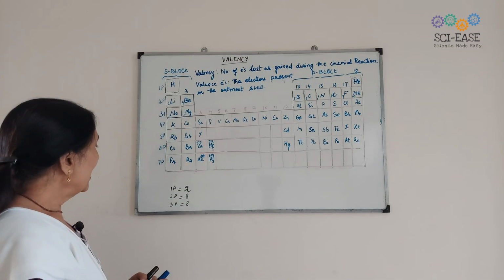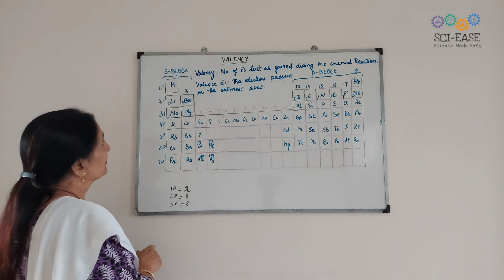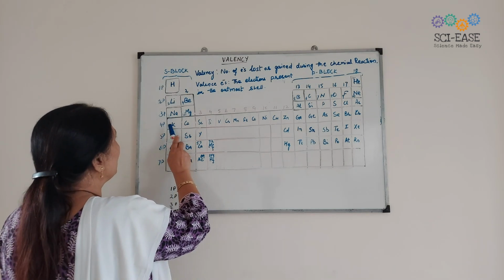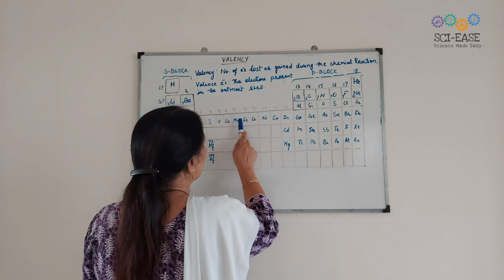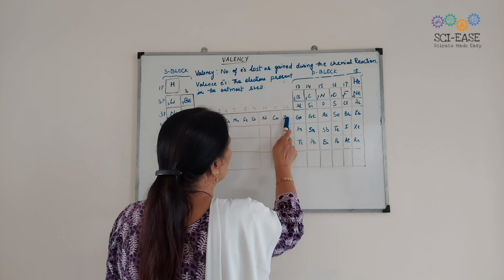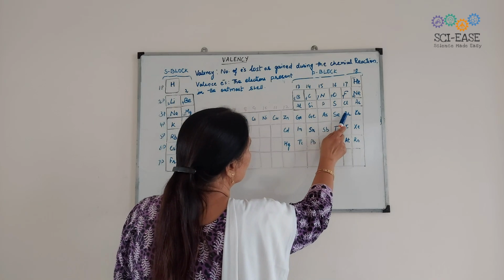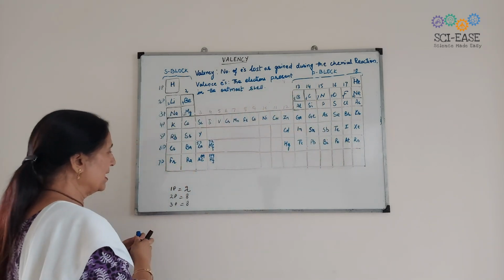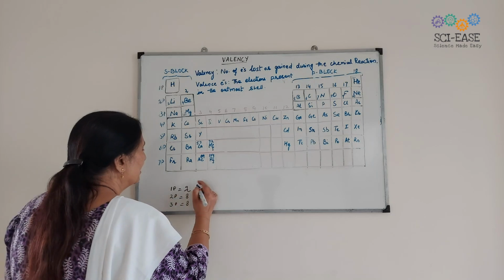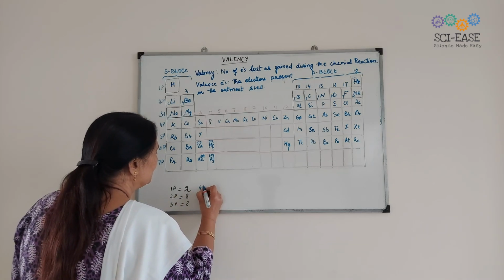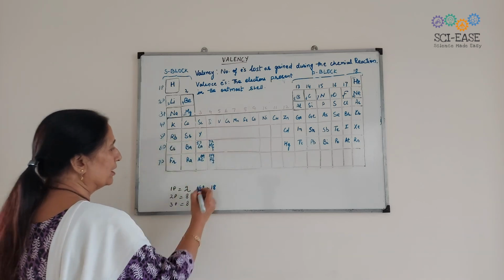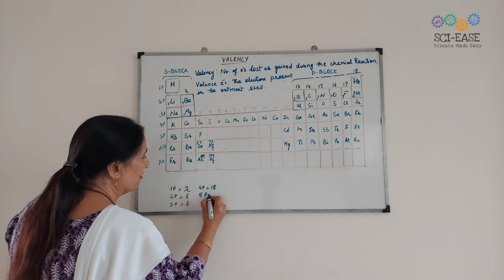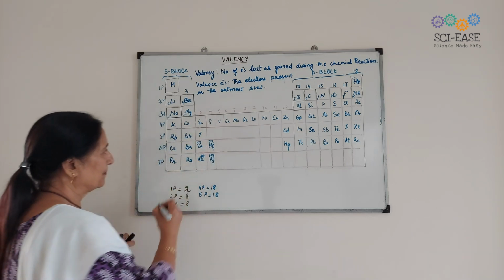In the fourth period, we have 18 elements. In the fifth period also, we have 18 elements.